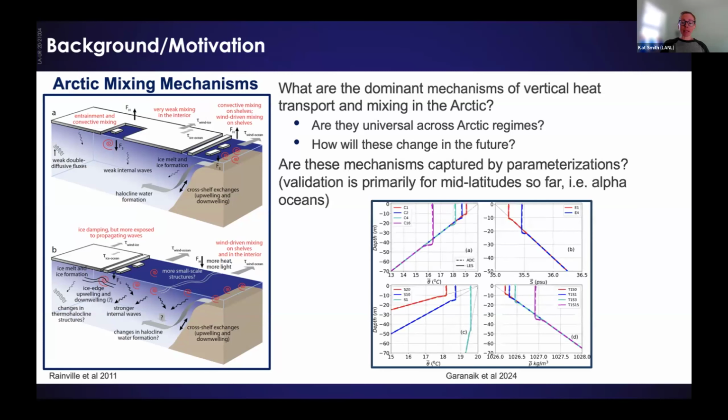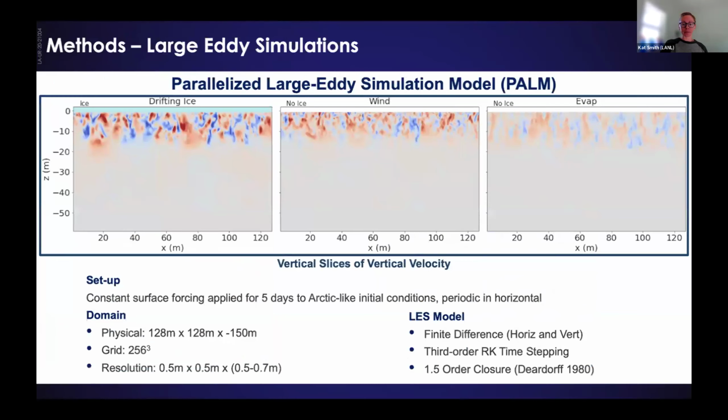And then the second question is, are these mechanisms actually captured by parameterizations? Most of the parameterizations have been validated for mid-latitudes, so temperature-dominated oceans, whereas the poles and the high latitudes tend to be more salinity-dominated oceans.